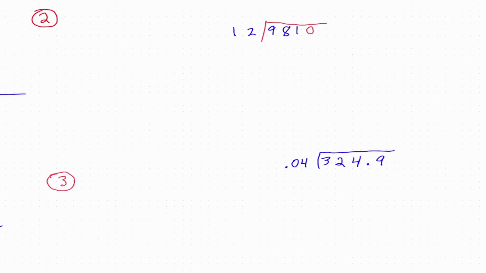How many times can it go into 98? Okay, it can go in there 8 times. That's going to be 96. Subtract those, we get 2. We're left with 2. We're going to drop our 1 down into the problem here.